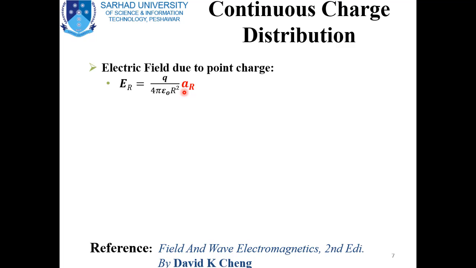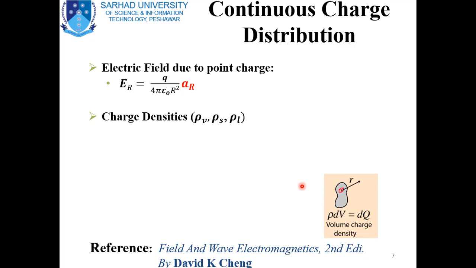P. Now, if the charge lies in a continuous manner, we will discuss the charge density instead of a charge. So we have three charge densities: volume charge density, surface charge density, and linear charge density. This symbol is known as rho, which represents the charge density. So in this figure we have a distribution over a three-dimensional region.